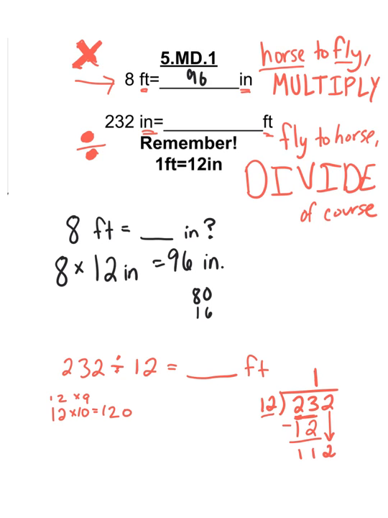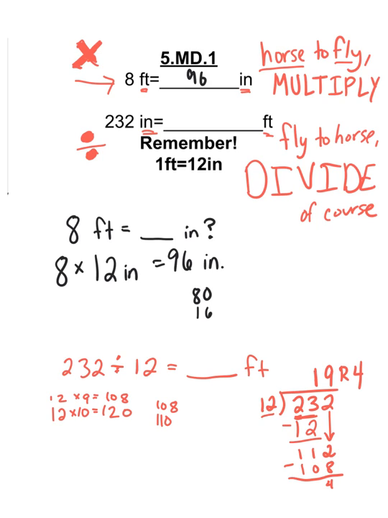Twelve times 9, let's see, 120 minus 12. 120 minus 10 is 110. Minus 2 more is 108. Okay, so it's got to be 9. 9 times 12 is 108. 112 minus 108, that's my remainder.